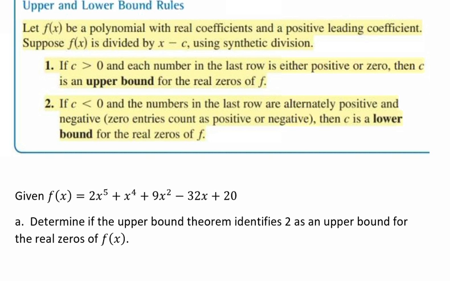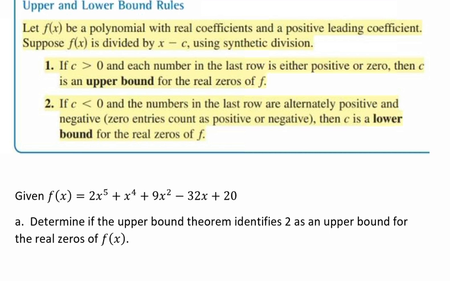In this video, we're going to be discussing upper and lower bound rules. Sometimes this is also known as the upper and lower bound theorem for the real zeros of a polynomial. Now, these rules and theorem help us limit our search for real zeros of a polynomial. First, we define two key terms.